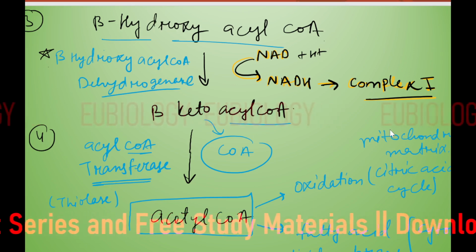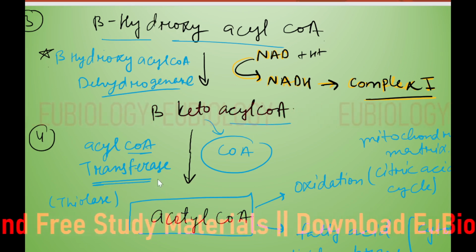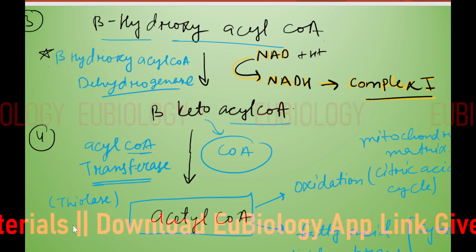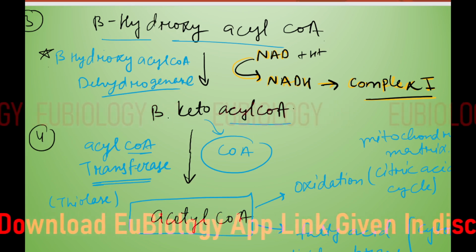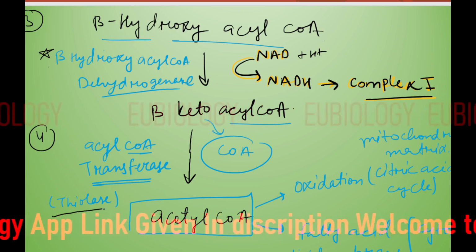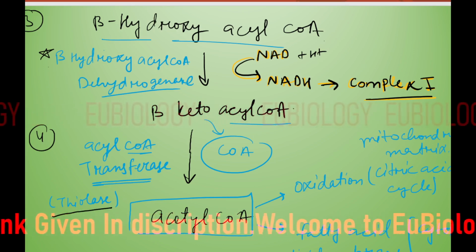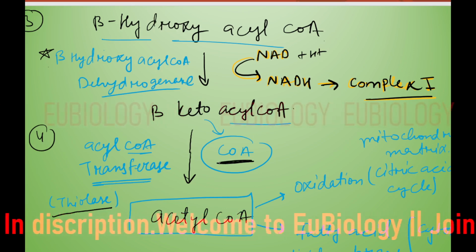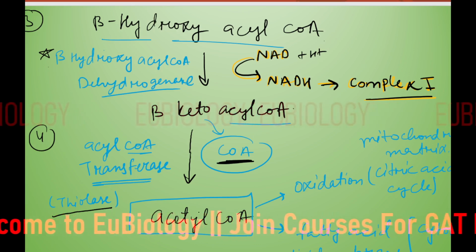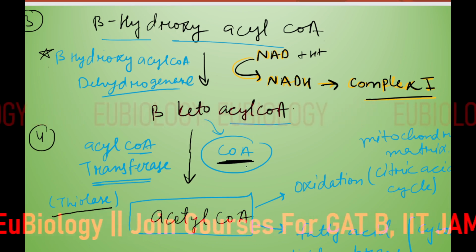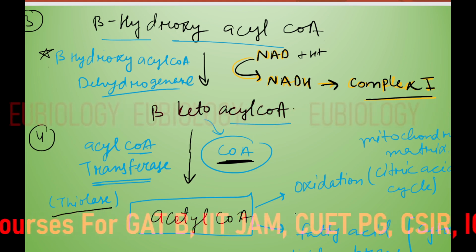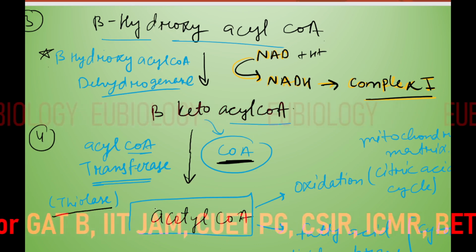Now, beta ketoacyl coenzyme A will be converted into acetyl coenzyme A by the help of the acyl coenzyme A transferase. This enzyme is also called a thiolase. Why is it called a thiolase? So it requires one coenzyme A, again, for the conversion of beta ketoacyl coenzyme A to acetyl coenzyme A. It requires one coenzyme A, which will transfer, and so the acetyl coenzyme A will form.